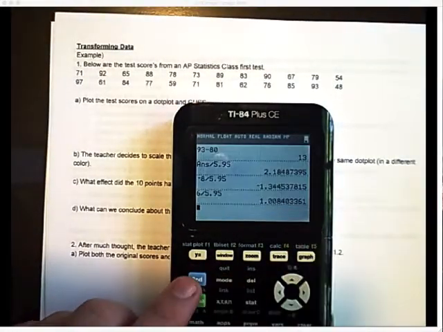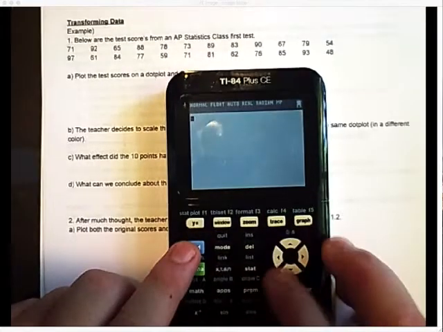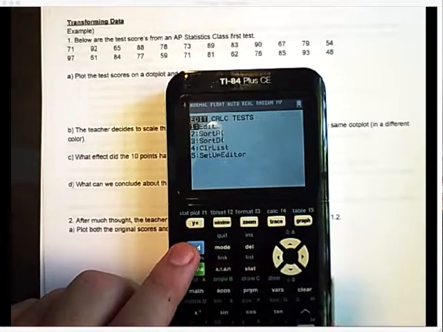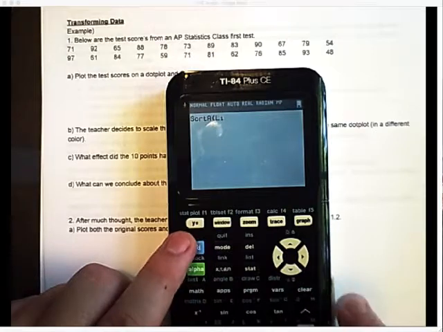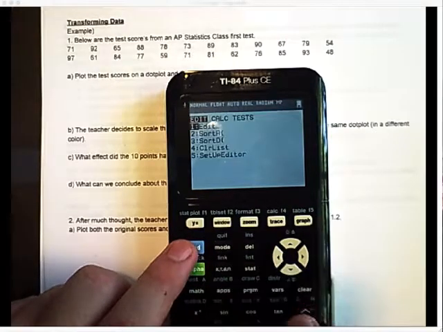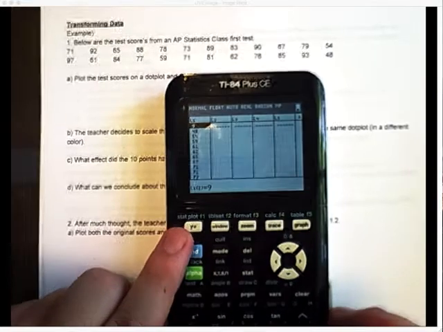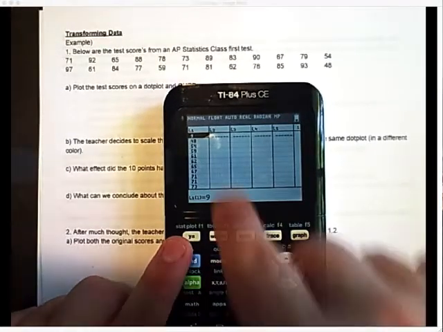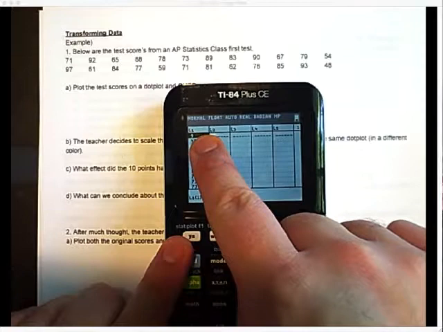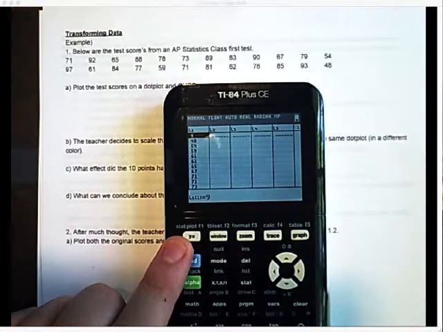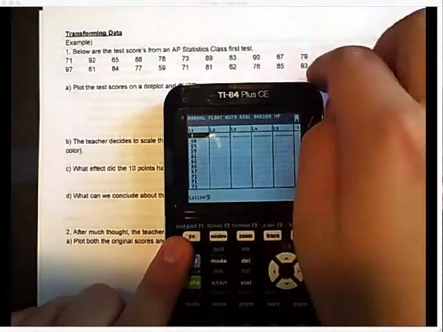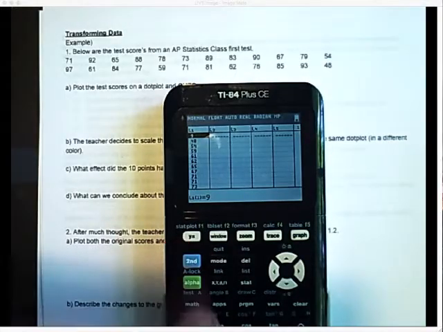And just like before, I can sort the data. So stat, sort, ascending, list 1. And go back into it and look at it. All right. Now I notice when I sort the data, I have a 9. So I missed something. There's no score up here that's a 9.